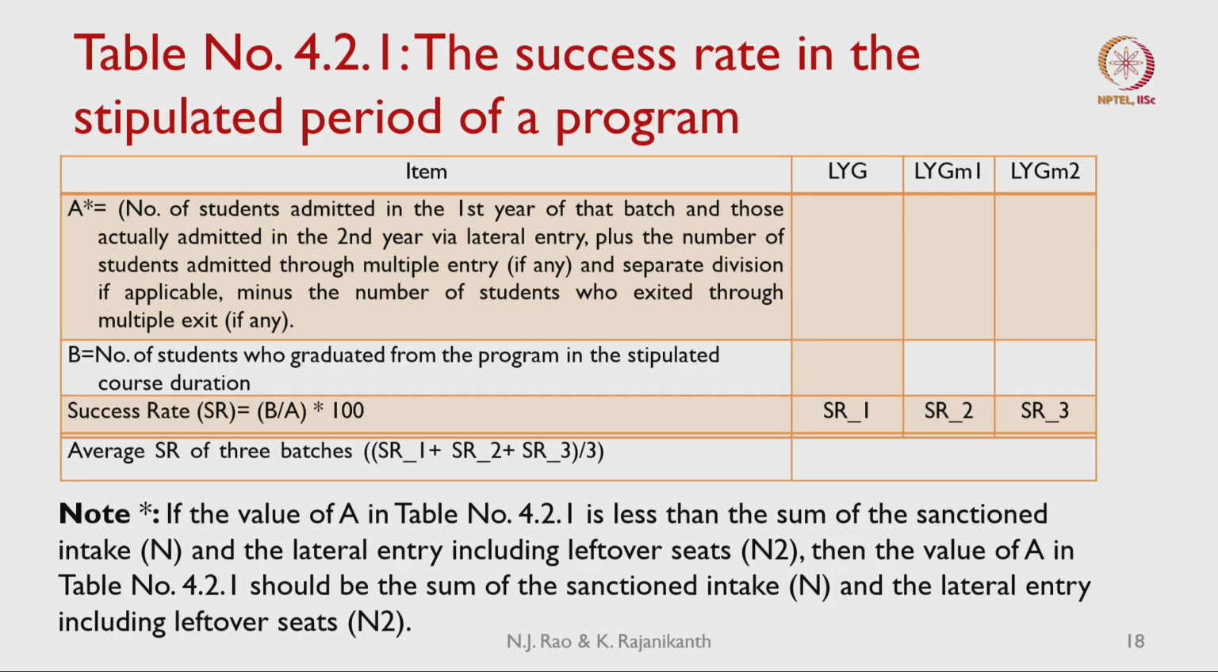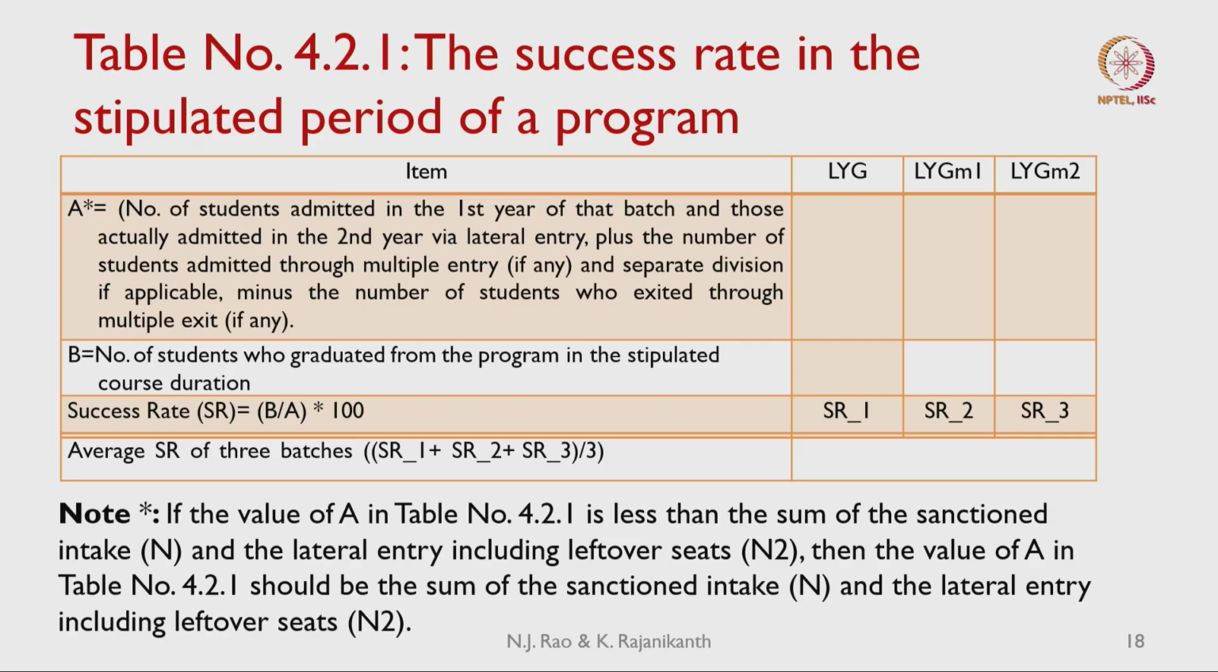And then for each year the SR is calculated as B by A, that is the number of students who graduated from the program in the stipulated course duration of 4 years, that is B, divided by A, which is the number of students admitted in the first year, then lateral admissions and multiple entry admissions are added, and multiple exits are subtracted. So, we get the number of students as the denominator A. So, B by A multiplied by 100, that is the success rate.